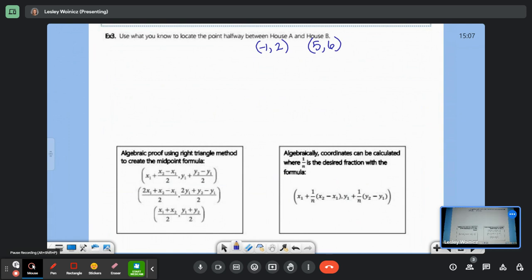Okay, what does this say? Use what you know to locate a point halfway. So what fraction of the distance? Instead of doing 1/3, try 1/2. What's the distance from negative 1 to 5? So what's half of 6? What's the distance from 2 to 6? What's half of that? No, that's what you add. So now you have to start at -1 and add 2.